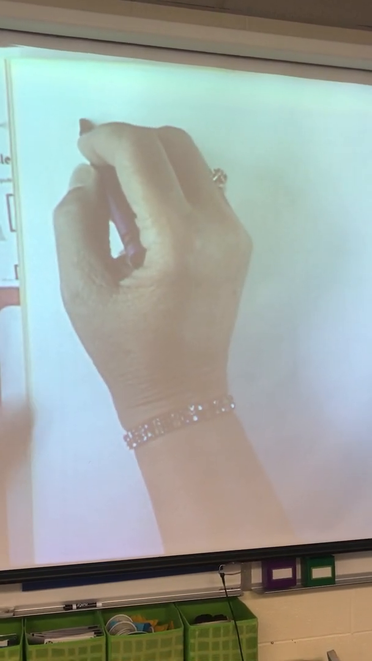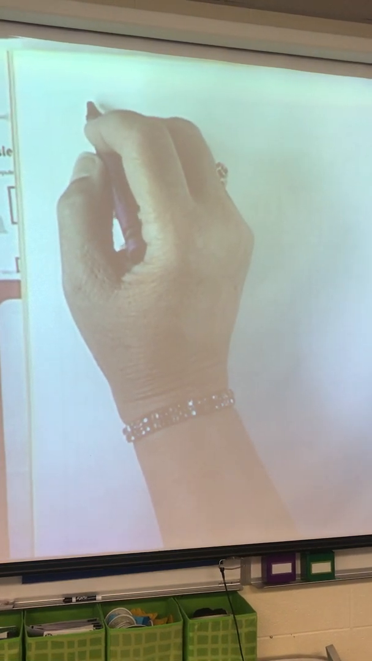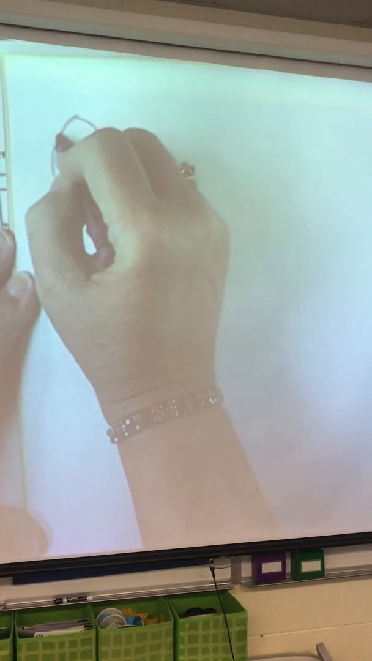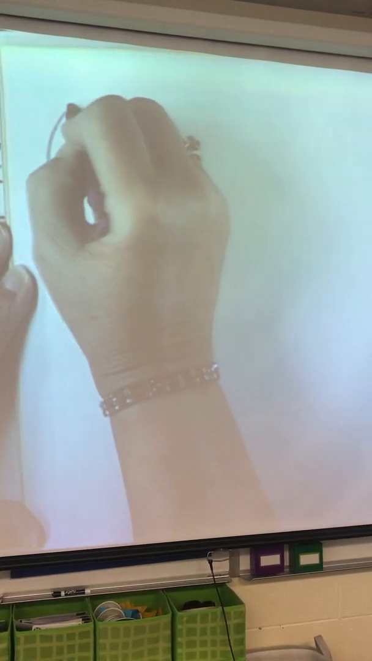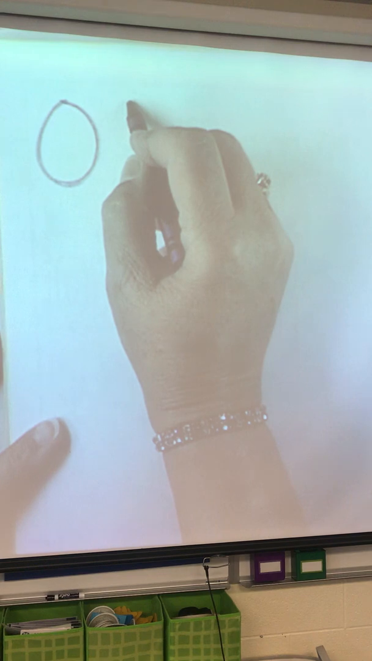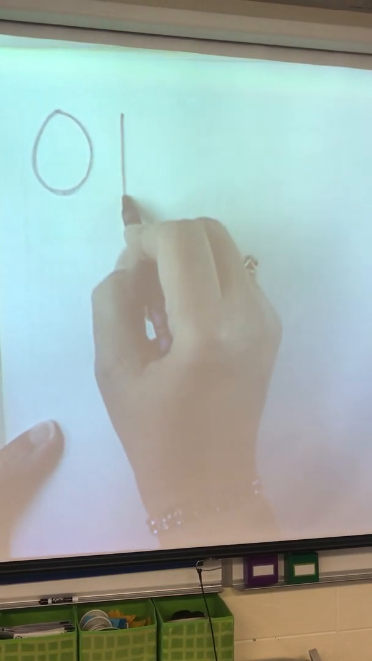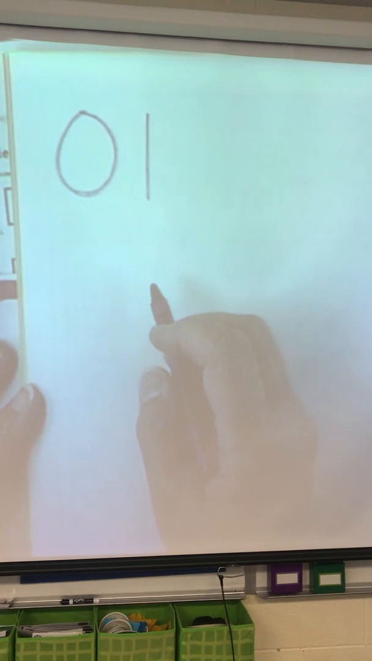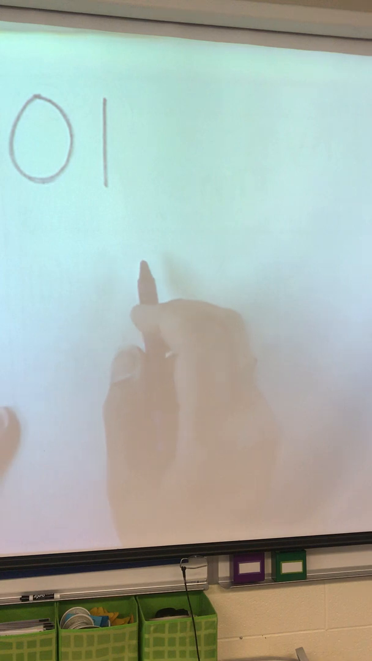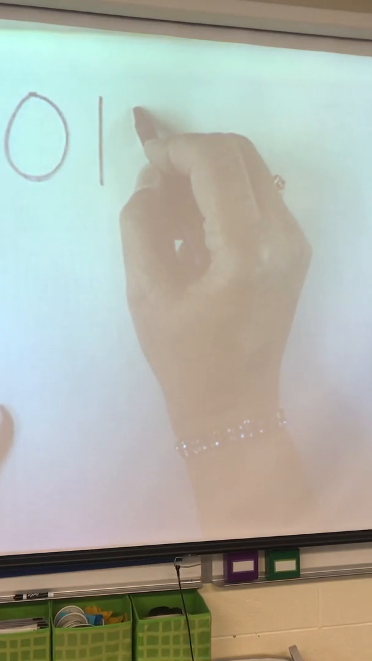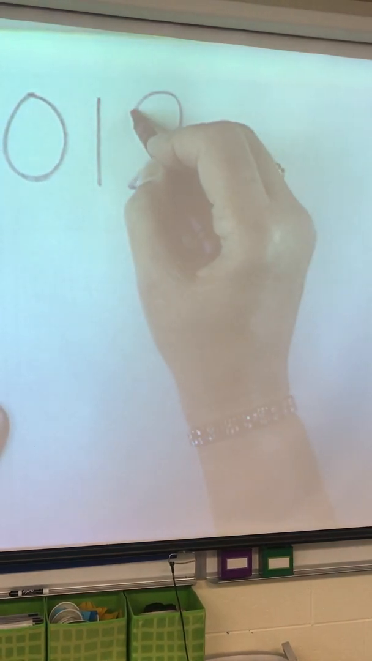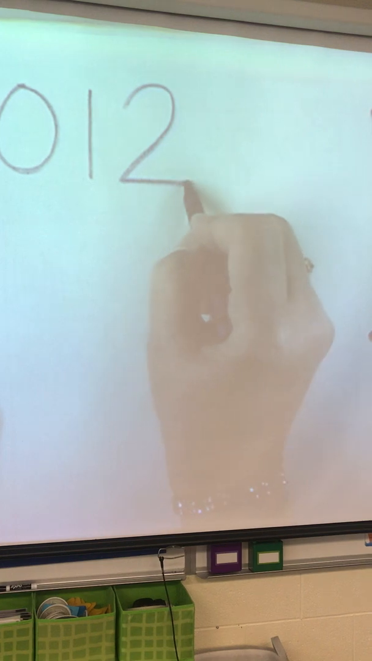Zero's where it all begins. Curve down, around, and up again. Number 1 is so much fun. Number 2 is easy to do. Up, around, slant, down, across makes 2.